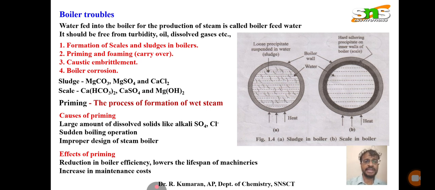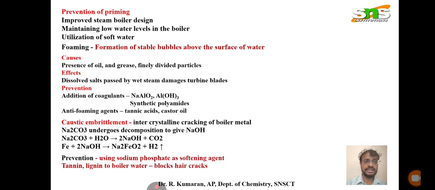The effects of priming are, mainly, reduction in boiler efficiency, lowering the lifespan of machinery, and increased maintenance cost. How to prevent it? The design should be improved properly, low water levels should be maintained every time, and soft water should be used. That means water with temporary hardness, or otherwise water with permanent hardness removed, which is called soft water, can also be used.